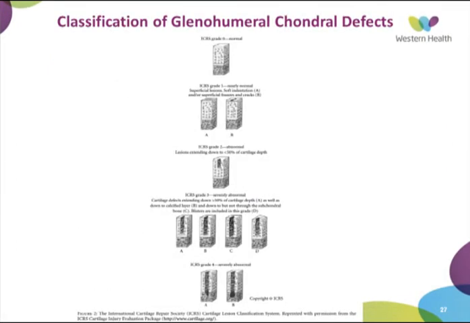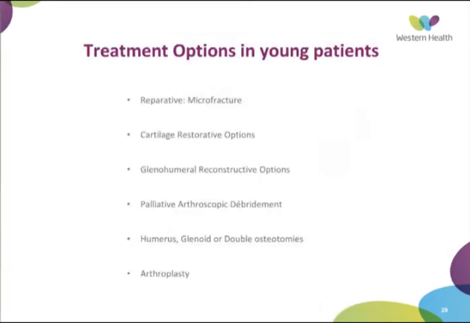Different classifications have been used. The Outerbridge that we use in the knees and the hips is the commonest that has been used in chondral defects. There's also the ICRS, the International Cartilage Repair Society classification, that's pretty similar to the Outerbridge one. So in terms of what options are available in young people, it can be divided into reparative, restorative or reconstructive. And the last option will be the palliative arthroscopic debridement. The other things that can be done are osteotomies, both on the humerus and the glenoid, and arthroplasty also can be used in young people.